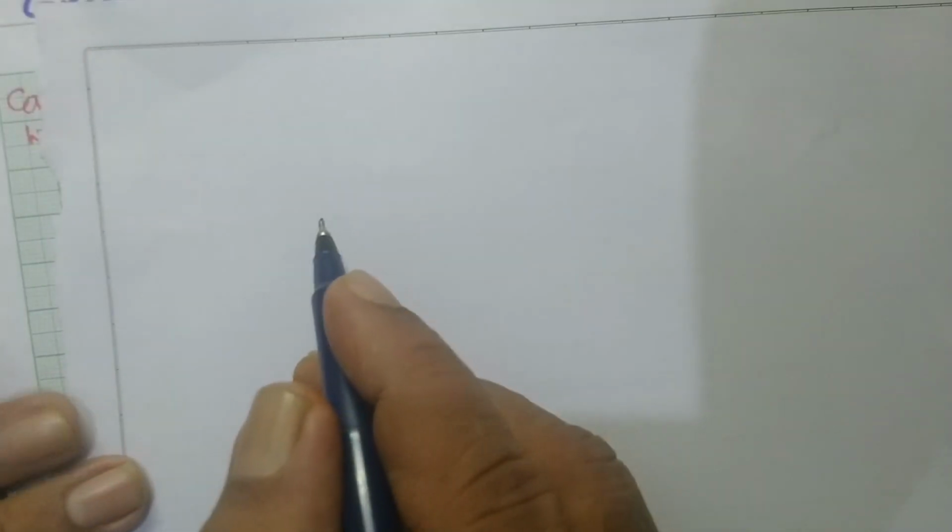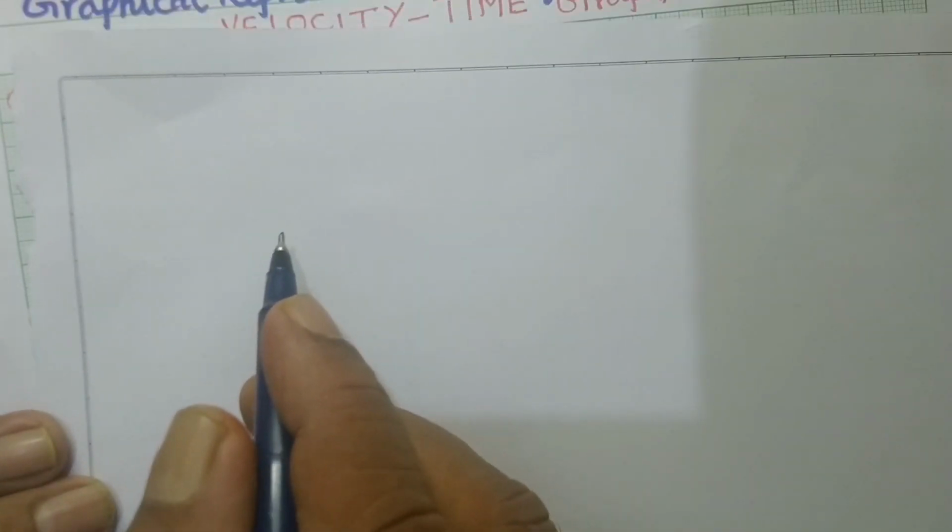In the last session, we learned distance time graphs. Today we are going to learn about velocity time graphs. Please follow the notes. I'd like to explain to you first how the shapes of the graphs will come.